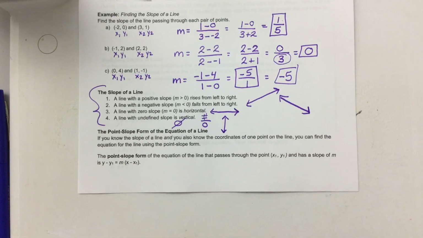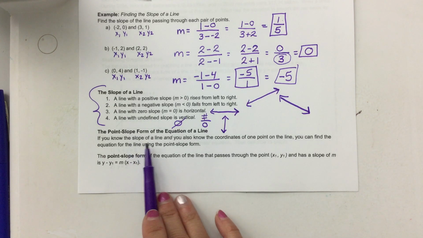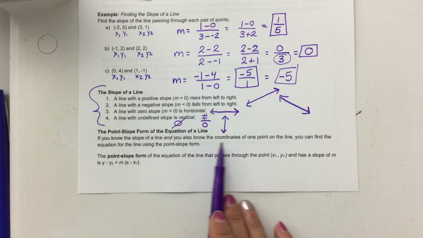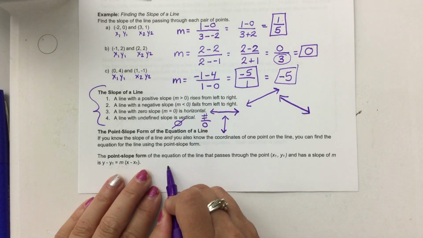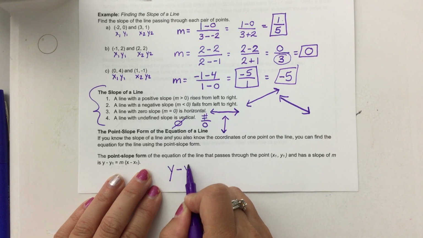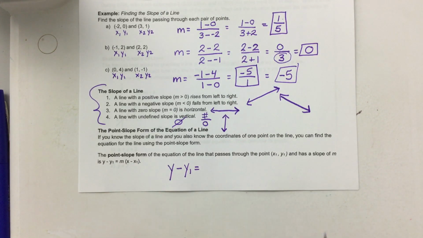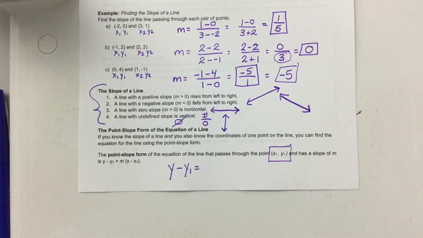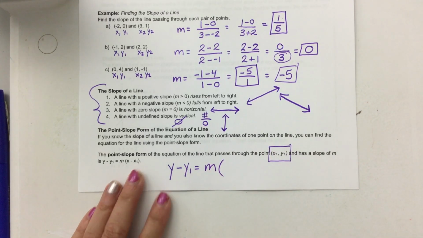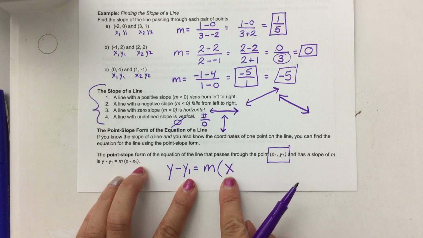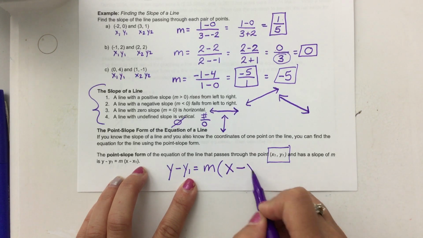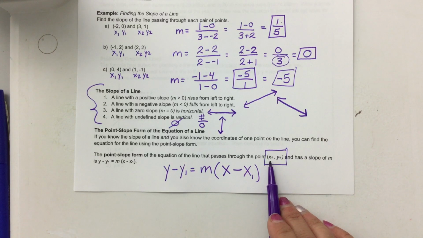Moving on, there is an equation called the point-slope form of the equation of a line. If you know the slope of the line and you also know the coordinates of one point on the line, you can find an equation. And here's what it is. It's the variable y minus the y value that you know. That y sub 1 comes from an ordered pair. M is the slope. Then you open parentheses. It's the variable x, meaning you will have x in your equation, minus the x sub 1. The x sub 1 is the numerical value for the ordered pair that is on the line.